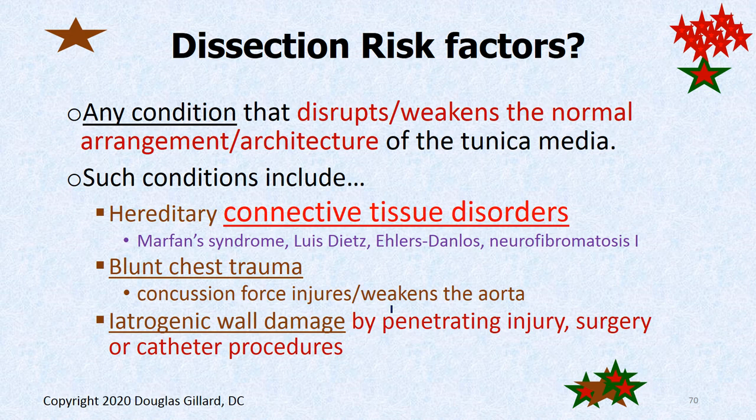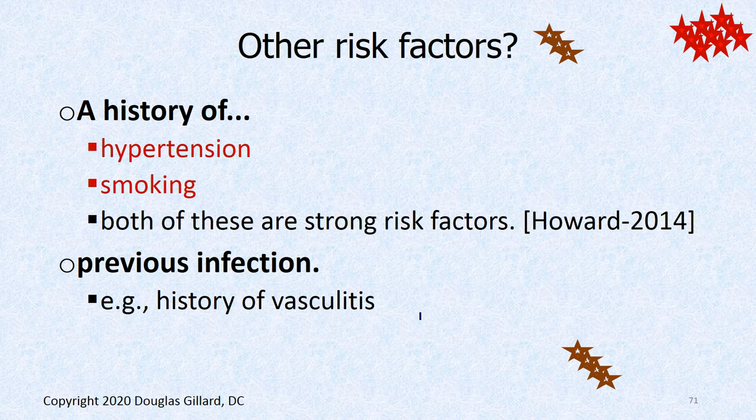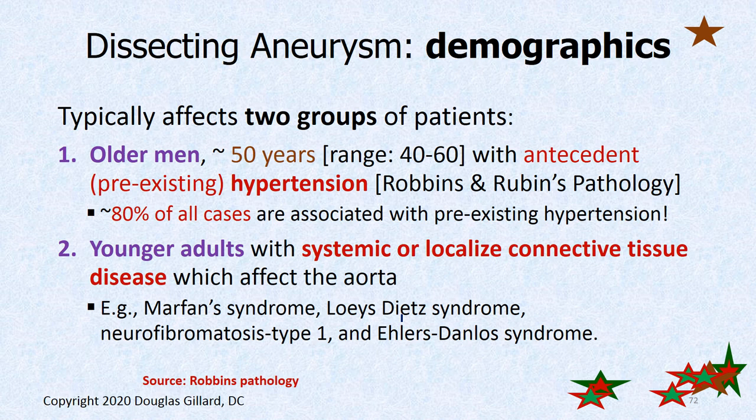Some risk factors for dissections. Well, any condition that causes a risk for a false aneurysm. So blunt chest trauma, surgical catheter procedures. Having any of these connective tissue disorders, too, weakens the tissue, weakens the walls of a blood vessel. So any of the big four here: Marfan's, Loeys-Dietz, Ehlers-Danlos, neurofibromatosis 1 is another one. Doesn't happen that often, but it can certainly happen. Blunt force trauma. Yeah, everything we talked about. All the risk factors for a false aneurysm are risk factors for dissection. History of hypertension and smoking are very strong risk factors. And history of a previous vasculitis, so an infection of the blood vessel wall, makes it weak, not as strong as it used to be.